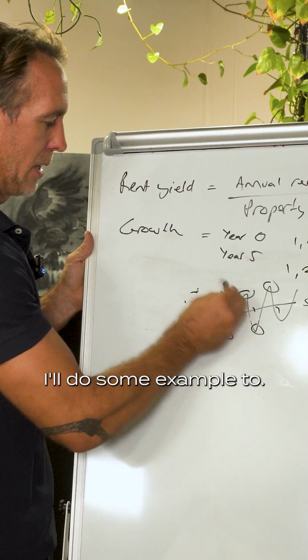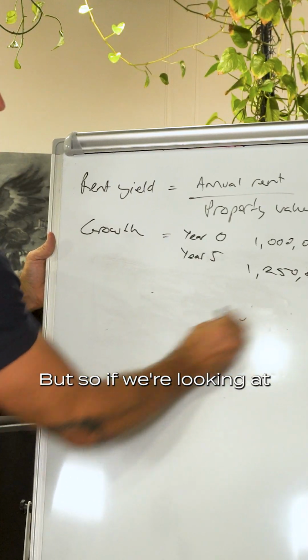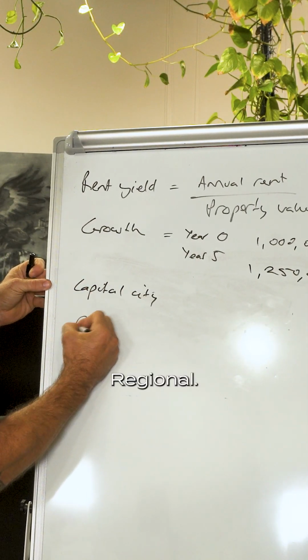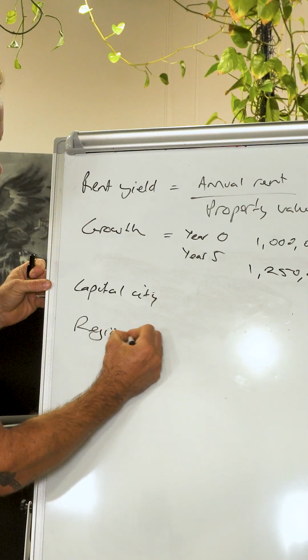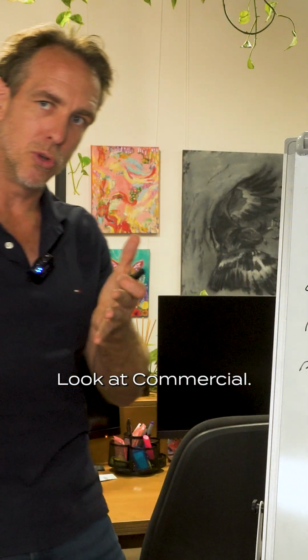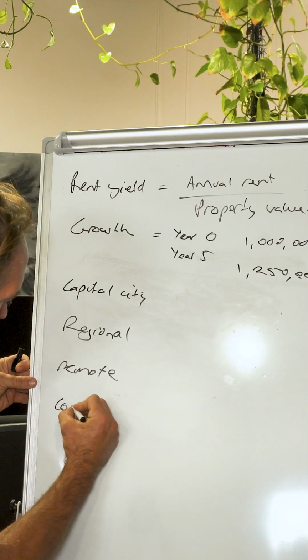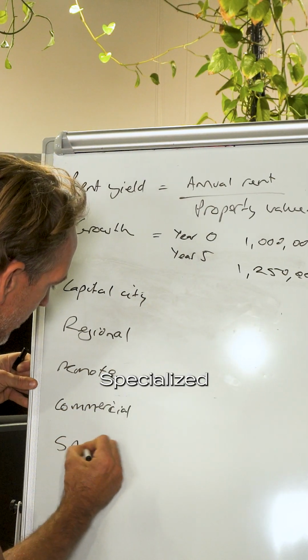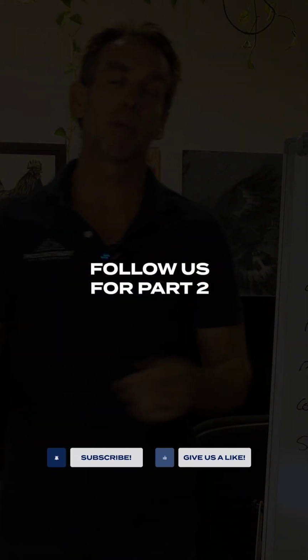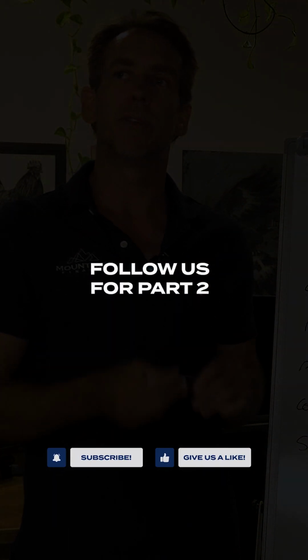I'll do some examples here. Right, so if we're looking at, let's say, capital city, regional, remote, then let's look at commercial, specialised. Now, specialised can be like an NDIS property, where it's really only relevant for the NDIS people.